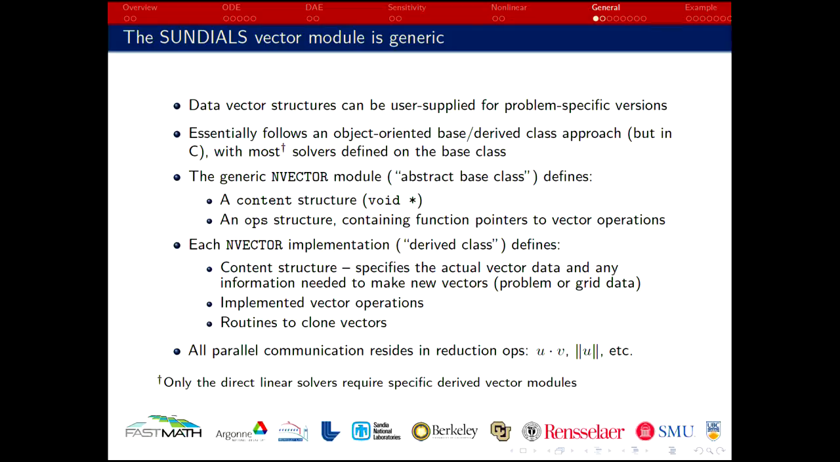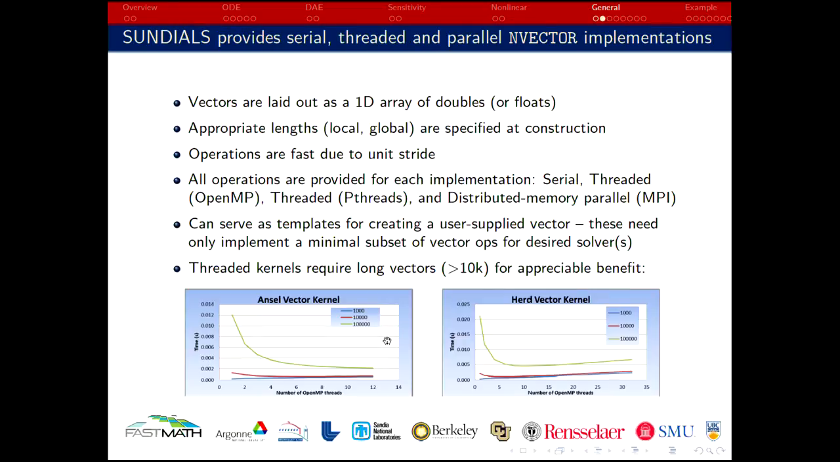So in that case, you'd say what actual stuff is in the vector, what are the actual ways you operate on the data, and you need to give us some utility for making copies so we can make temporary vectors for our solvers. So we provide 4 vector kernels: a serial one, two threaded ones, and an MPI-based parallel implementation. In all of these, vectors are logically 1D arrays in memory. You say how big they are, local, global, like in PETSc. Because they're unit stride, these 1D arrays, the operations are really efficient.